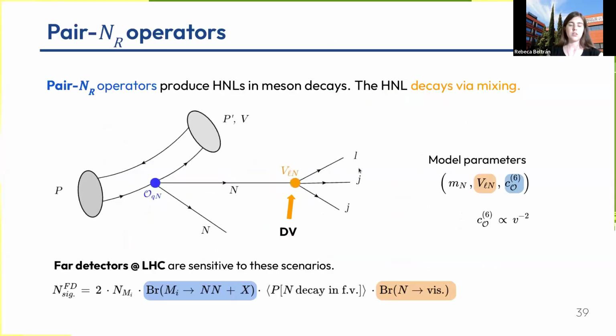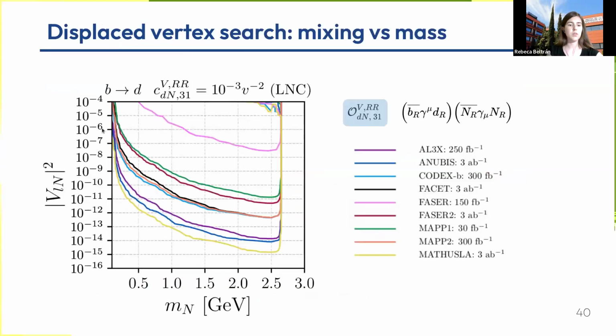And as I mentioned before, for the other NR SMEFT operators, we can study the production through meson decays, but because they are pair-N operators, they cannot produce the HNL decay. For that, we need the mixing. So again, one can compute the number of expected signal events at the far detectors in terms of the model parameters, and show the results in some of the planes.